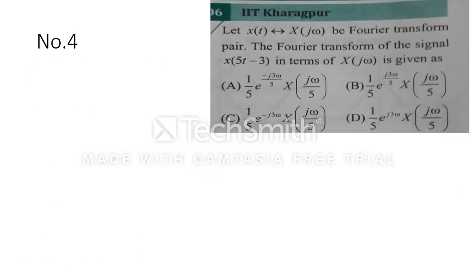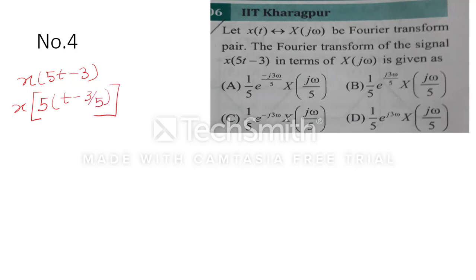Next numerical: let x(t) have Fourier transform X(jω), and they are asking for the Fourier transform of x(5t − 3). Here two properties are coming: first is time shifting as well as time scaling. So we can write it as 5, taking common, t − 3/5.